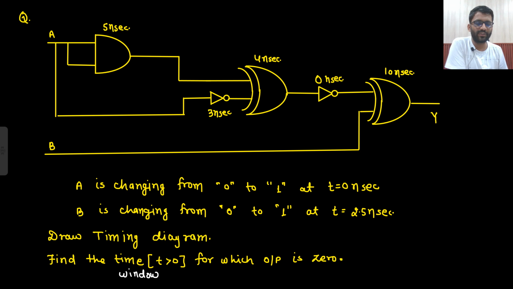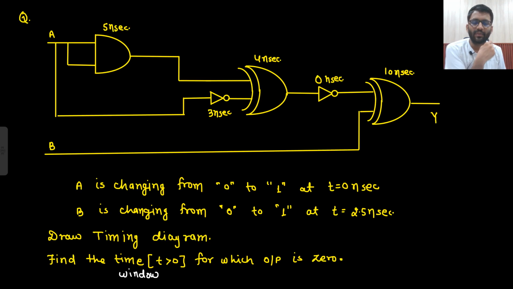So A is changing from 0 to 1. First I will draw the waveform of A. Roughly only I will draw. A is changing from 0 to 1 at t equals to 0. And B is changing from 0 to 1 at t equals to 2.5 nanosecond. So this is how I will be solving in the examination. Okay. Now I need to draw the timing diagram. So again, X, okay, Y is there already. So P, Q, R, there is no delay here. There is no delay. Okay. Still S, T.